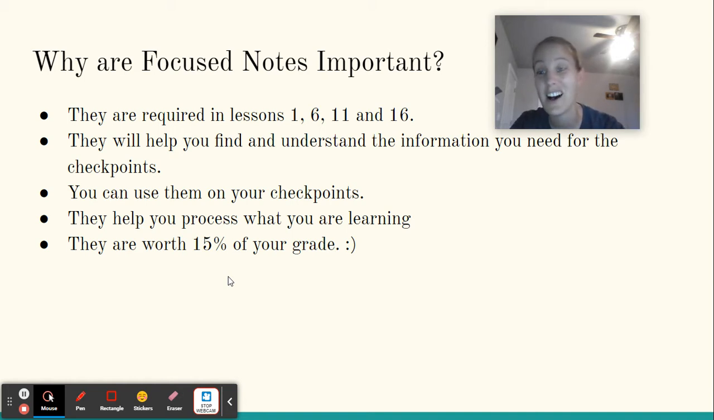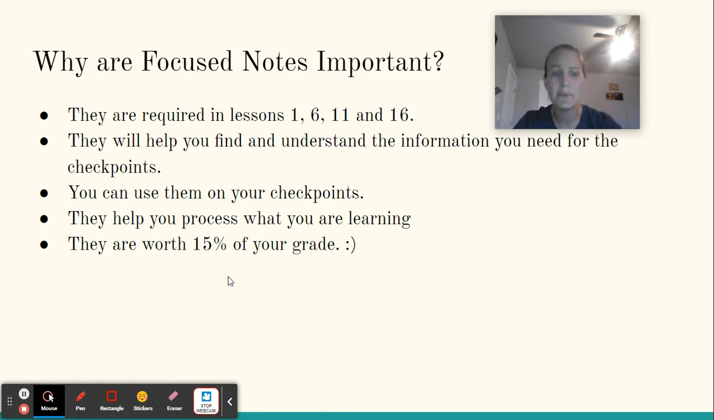They are honestly an awesome tool. So even though they're only required in those lessons I talked about, I really encourage you to use them for every single checkpoint because it's going to help you out a ton. I promise that they will be helpful to you. So that's another reason why they're important: they'll help you, and you can use them on your checkpoints. You don't have to just do them and put them away. You can literally be on your checkpoint with your notes answering. I don't care. Use them. It still shows me that you learned. So I really, really encourage you to use those focus notes.